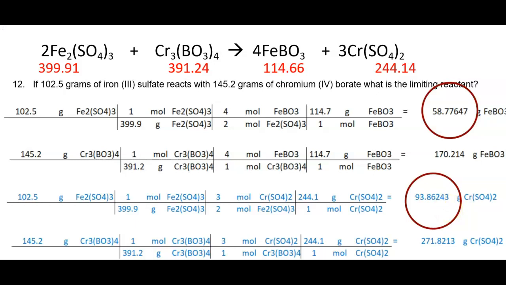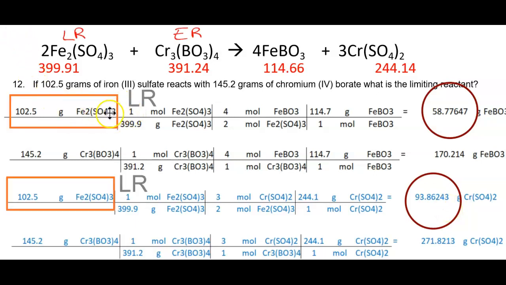So therefore we know the limiting reactant in both cases is iron sulfate. Iron sulfate produces the least amount of iron borate, and iron sulfate also produces the least amount of chromium sulfate. So my limiting reactant is this reactant right here, as proven by the fact that the limiting reactant is whichever reactant produces the least amount. If I would have taken these two reactants and gone to chromium sulfate, iron sulfate produced the least amount of chromium sulfate. So my limiting reactant in this case is iron sulfate. My excess reactant is by default the other reactant, therefore chromium borate.